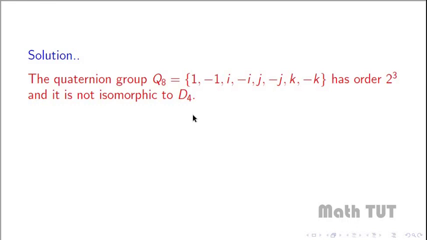So the quaternion group basically is a group with the operation multiplication, and identity element is 1. It is represented as i square is equal to j square is equal to k square is equal to minus 1 is equal to ijk. The group generated by i, j and k with these properties.